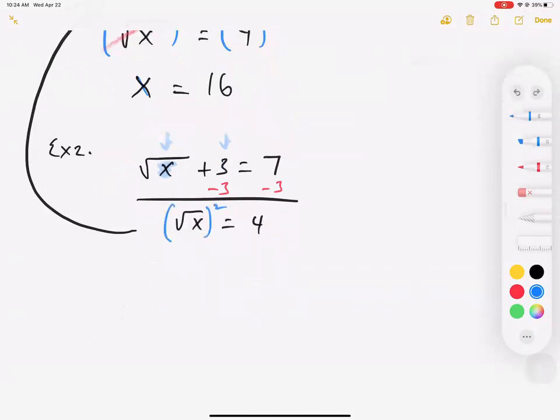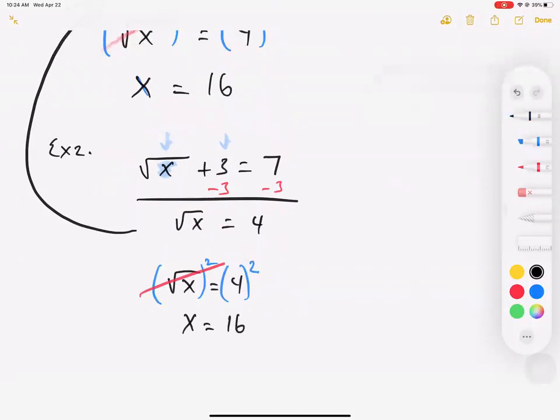You know what? I'll rewrite this so you can see it a little nicer. Rewrite the problem. The square root of x equals 4. And then we're going to square both sides. That's the opposite operation. A square and a square root nicely get rid of each other, and we're left with x, because the square root was peeled away. And 4 times 4 is 16.